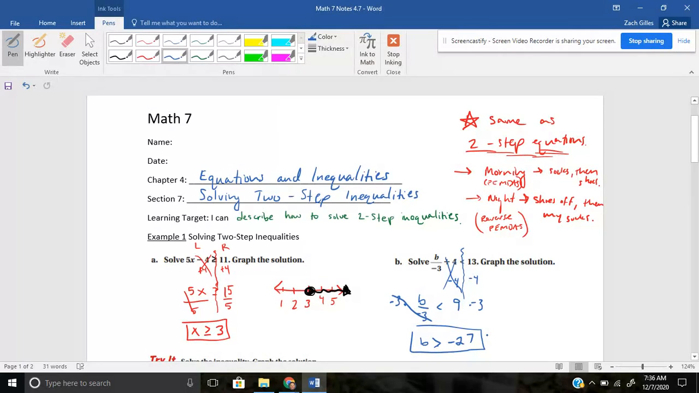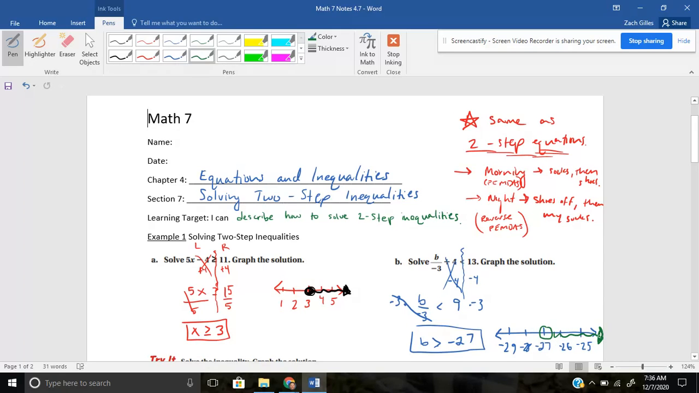If I were to graph that, negative 27, as I go right, I'm getting closer to 0, and as I go left, I'm getting more negative. Open circle because it's not or equal to at negative 27, and that's where b is greater than that, so shade to the right.